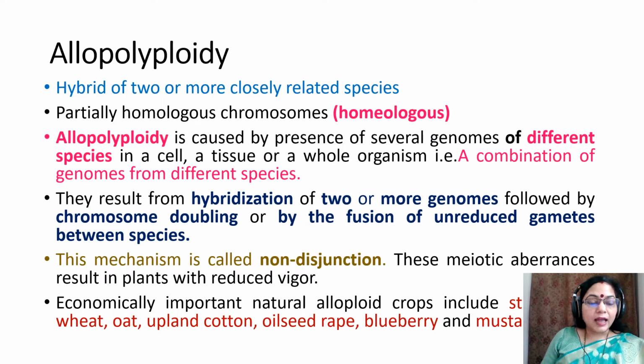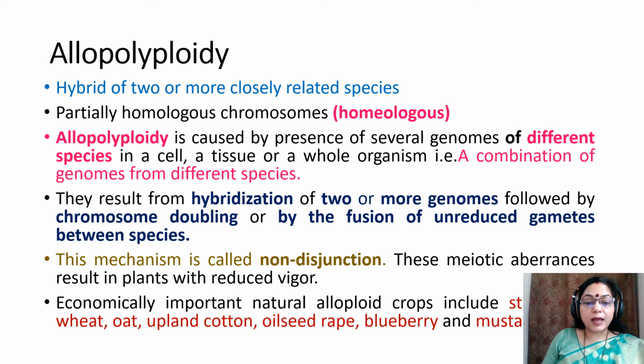Allopolyploidy. Hybrids of two or more closely related species. Partially homologous chromosomes, that is, homeologous. Allopolyploidy is caused by the presence of several genomes of different species in a cell, a tissue or a whole organism. That is a combination of genomes from different species.